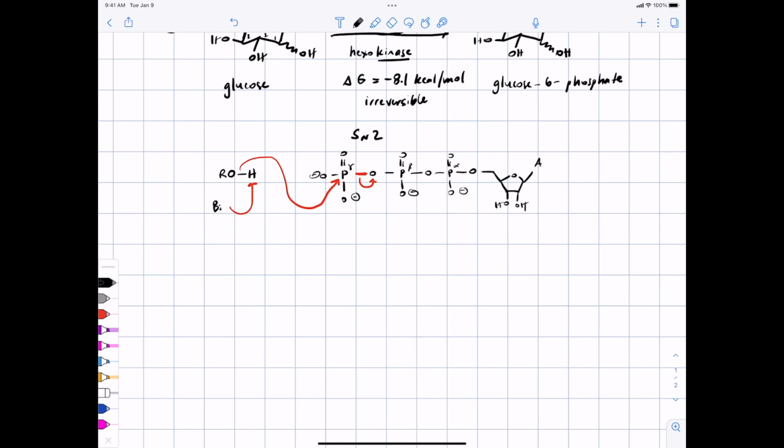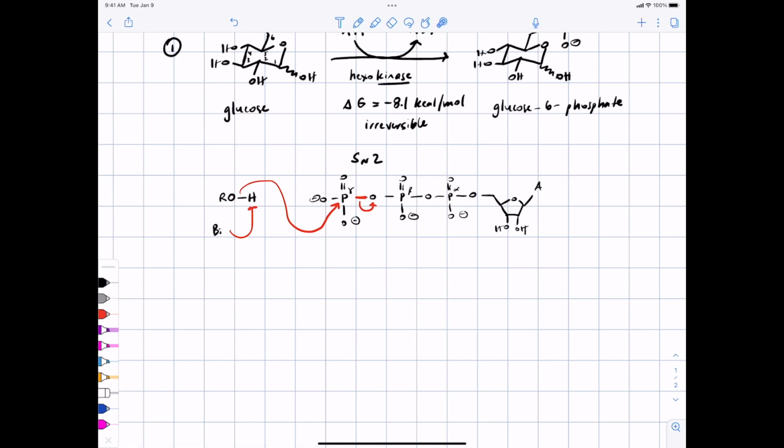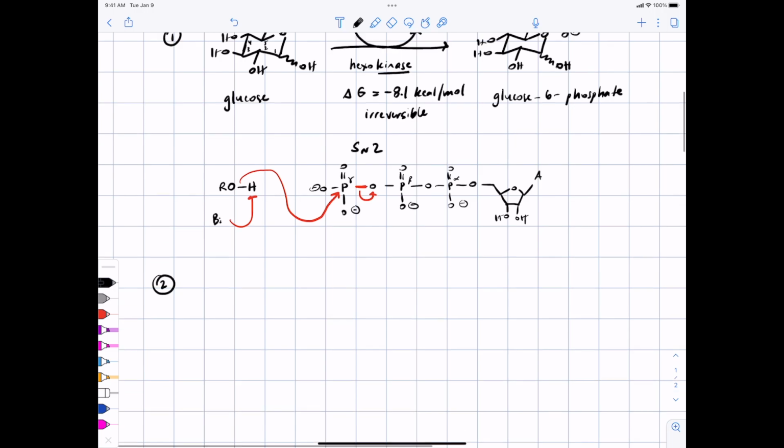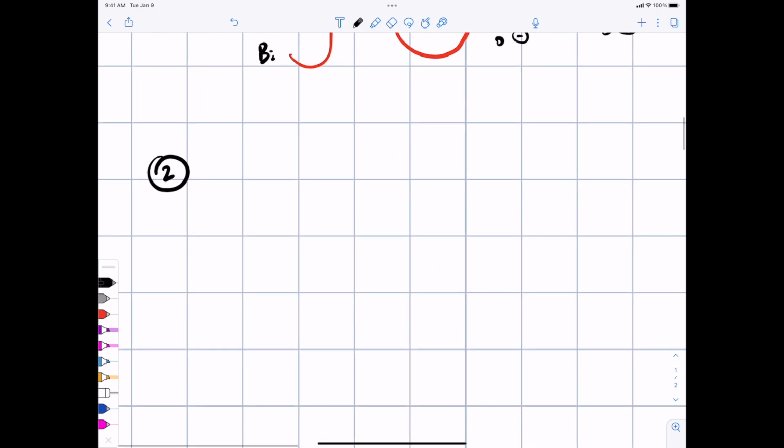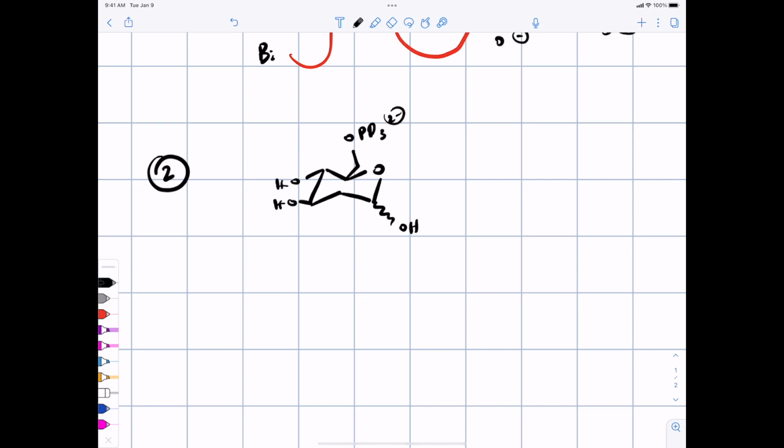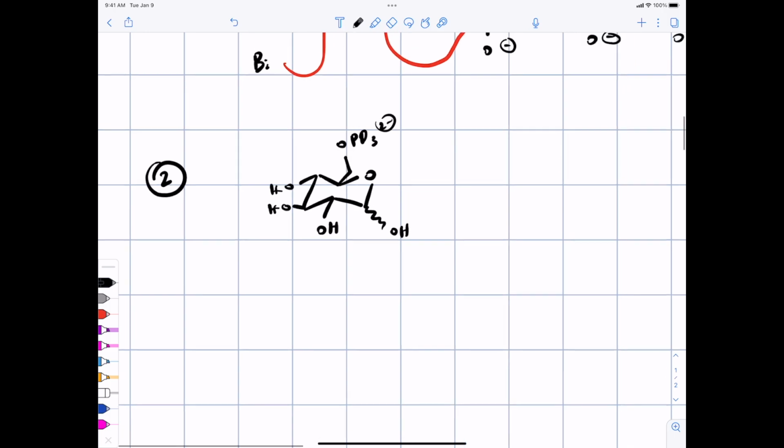Kinases transfer phosphate groups. Hexokinase means it's a kinase for a hexose, which is a 6-carbon sugar. All right, step 2 is isomerization. So we're going to take glucose 6-phosphate and we're going to isomerize it to fructose 6-phosphate. And I'm abbreviating the phosphate group like that.